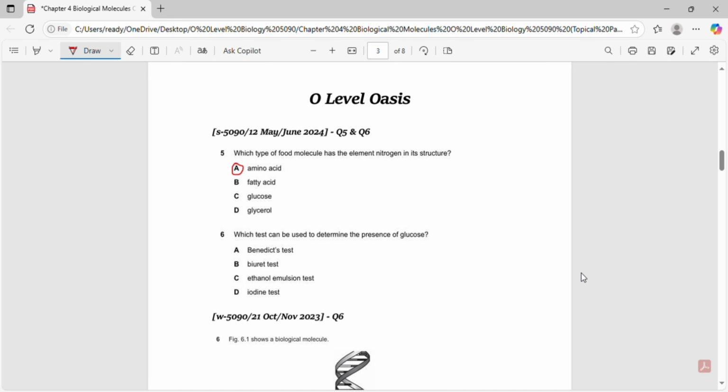Now moving on to the next question. This one asks, which test can be used to determine the presence of glucose? This is a very common question, and I'm sure many of you remember this from the practical demonstrations as well. The correct answer is option A, Benedict's test. Benedict's test is specifically used to check for the presence of reducing sugars like glucose. When glucose is present and you heat the solution with Benedict's reagent, you get a color change, usually from blue to brick red, depending on the amount of sugar. So once again, the correct answer is A, Benedict's test.